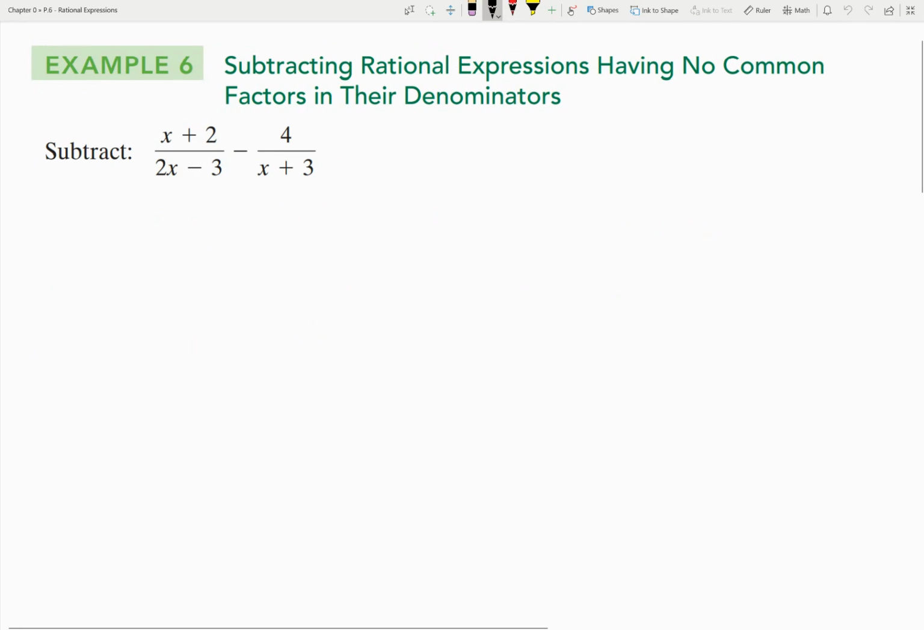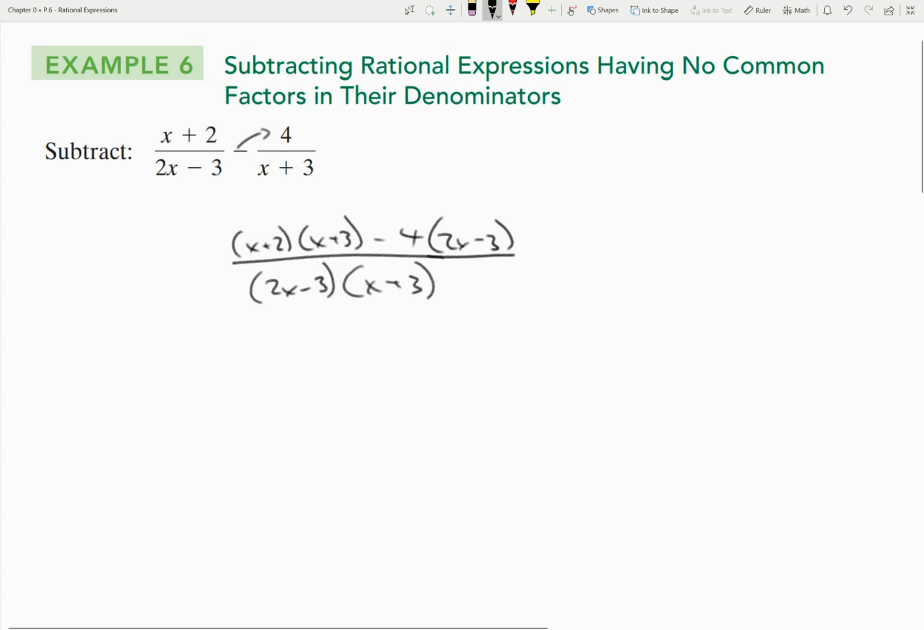Okay? So these two denominators have no common factors. Right? They have no common factors in their denominator. So what I'm going to do is just take them and multiply them together. So my new common denominator becomes 2x minus 3 times x plus 3. And that means that I need to multiply the x plus 2 times x plus 3 and the negative 4, the negative travels up, by 2x minus 3.